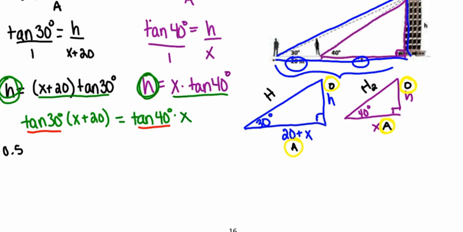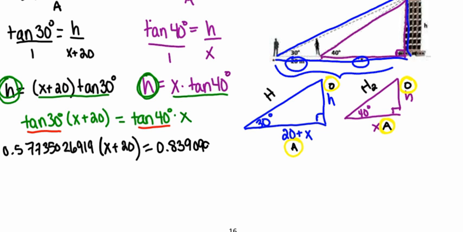So 0.577 times the quantity x plus 20. And then I'm going to do the same thing on the right side for the tangent of 40. When I plug tangent of 40 into my calculator, I end up with 0.83, and I need to make sure I include all of those decimals. On the left side of my equation, I'm going to distribute, again including all of the decimals and the information that I display on my paper.